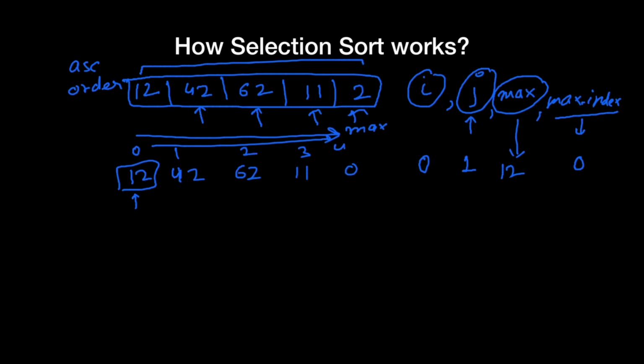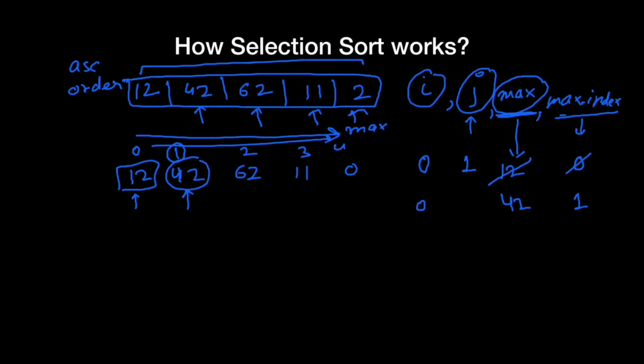Now we'll see whether the element that is present in our max variable is larger than or smaller than 42, which is the next element. As the name suggests, we have to find the largest element in one iteration. As you can see, 42 is larger than 12, so we would be replacing the value of 12 with 42. And since we also need the index of this element at the end for swapping, we would also be replacing the index, which is 1, in the max index.